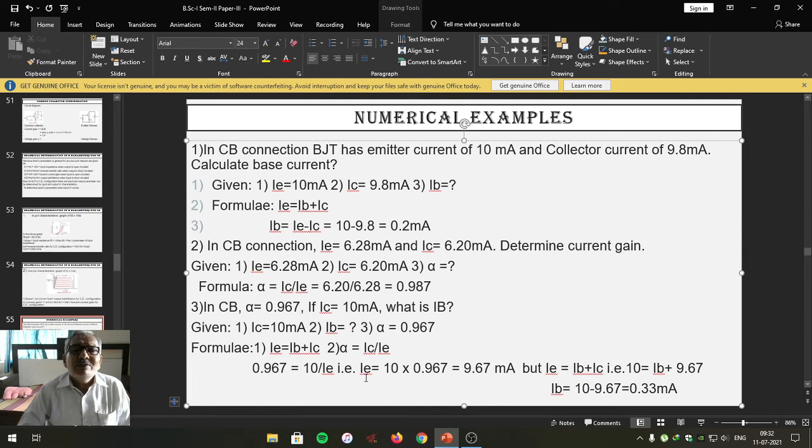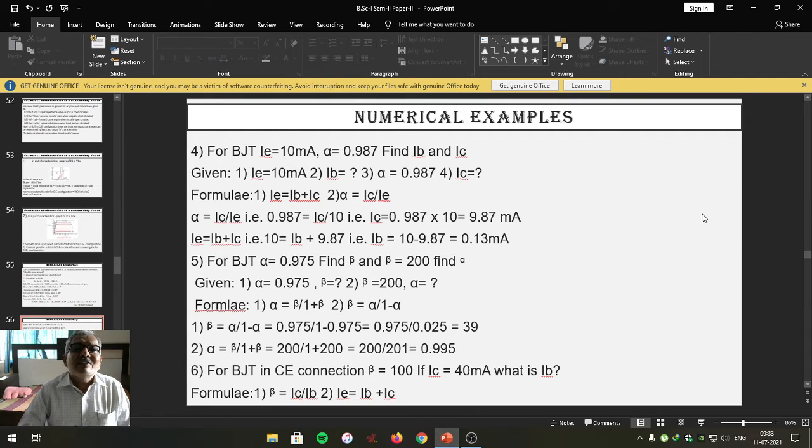So this is how you have to solve the numerical examples. It is a bit complicated example because you have to make use of two formulas. By using alpha, calculate IC first, use that value of IC to calculate IB. Next example for which you have to proceed.